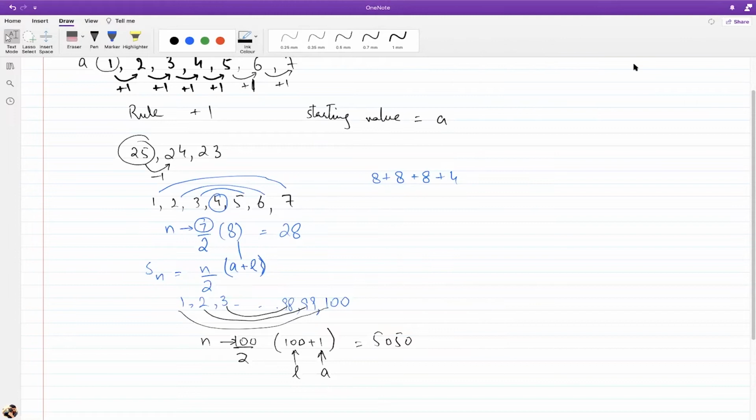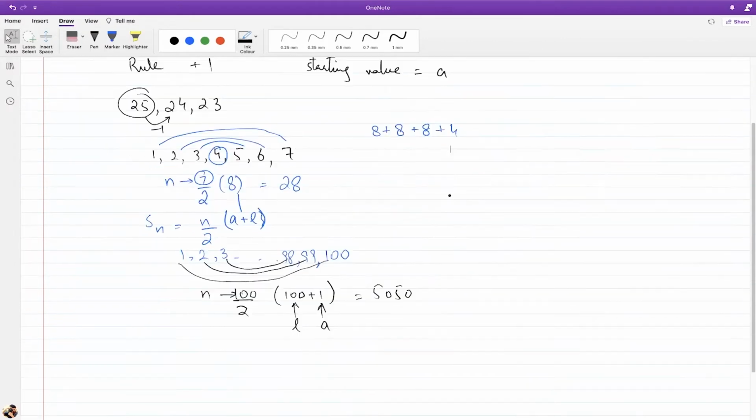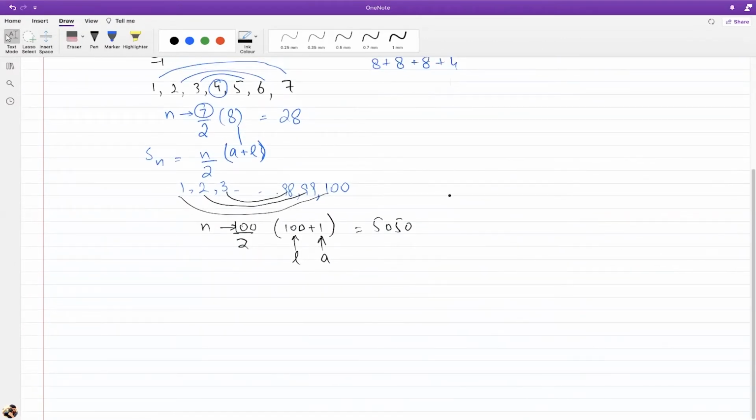Yes. So if you have an arithmetic progression, you can easily add all the numbers up by making pairs. Let me give you an arithmetic progression. Let's say we have 2, 4, 6, 8, 10, 12, all the way to 20.